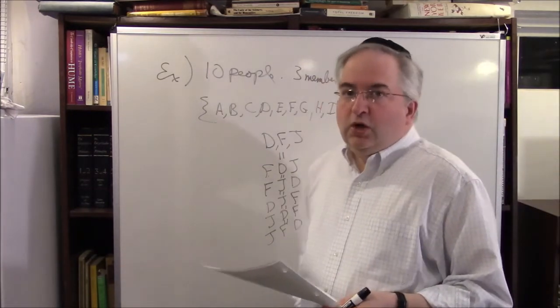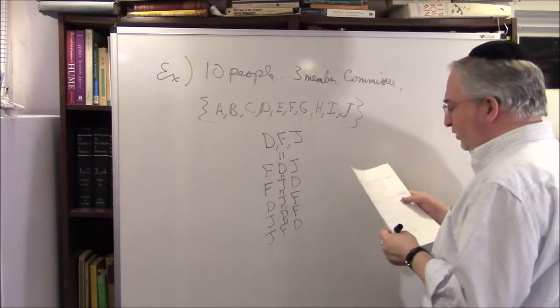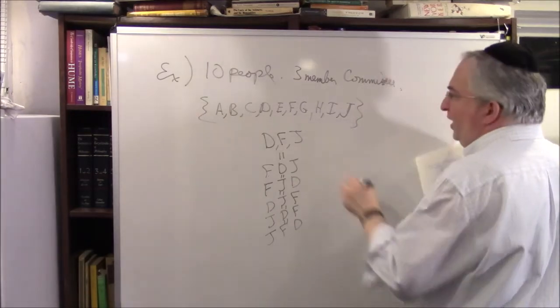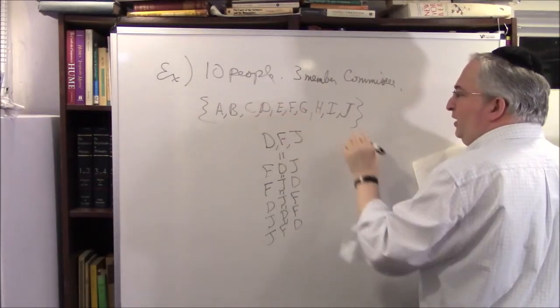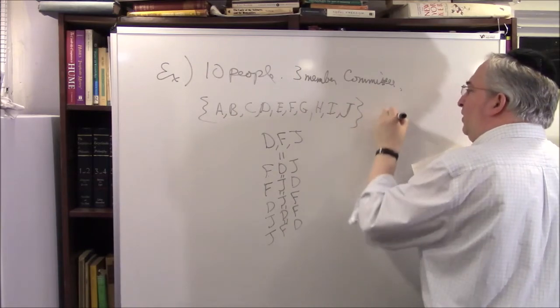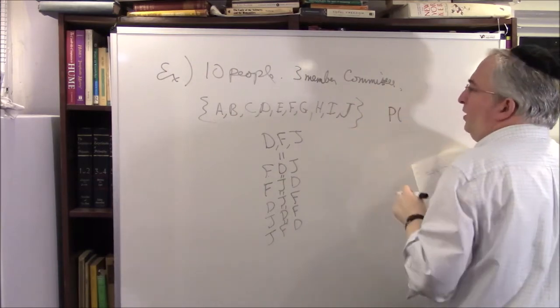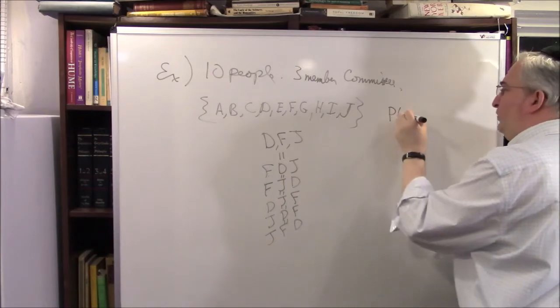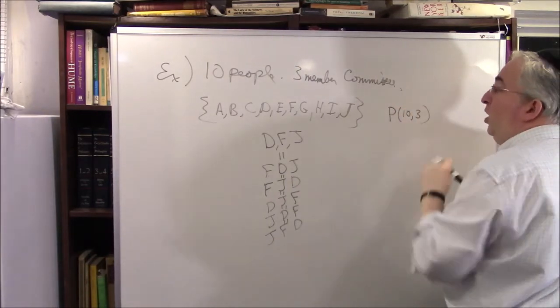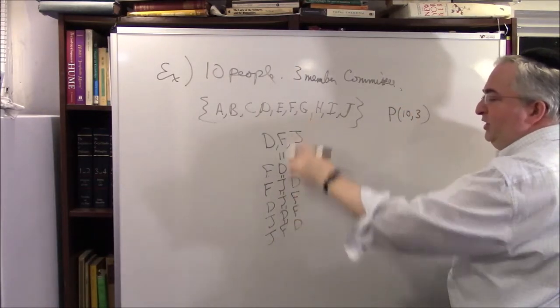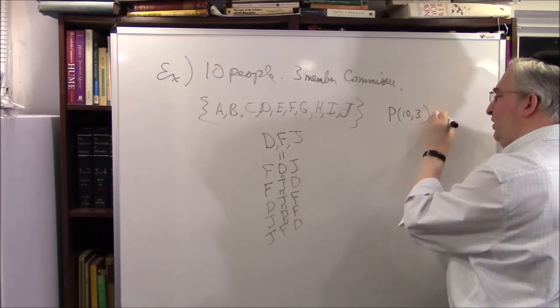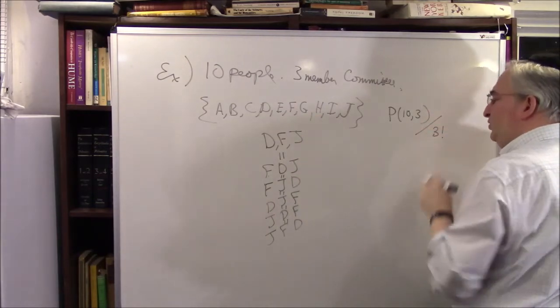So, question, how many ways are there of doing this? And the answer is as follows. Look, you can pick 3 elements as follows, P of 10, 3. But I want to consider these 6 ways to be the same. So divided by 3 factorial.